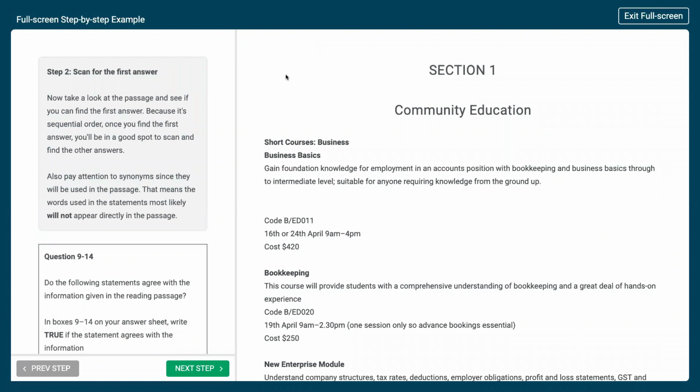Step 2, we're going to scan for the first answer. So we're going to look at number 9 and then look at our passage to see if we can find the answer. Remember, it is in sequential order. So once you find the first answer, you'll be in a good spot to scan below and find the other answers. Of course, keep our synonyms in the back of your mind because, like I said, the words used in the statements will most likely not appear directly in the passage. That would just be a bit too easy.